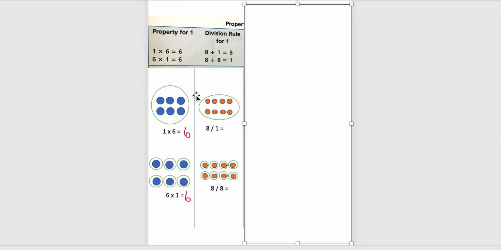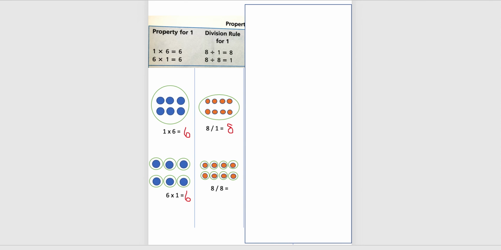So let's look at our very first equation on top here. It says 8 divided by 1. I have the same thing down here, just with a different division symbol, but it means the same thing. So we have 8 total orange dots, and we want to break it into one group. What we're trying to find is how many orange dots are in our one group, which is 8.